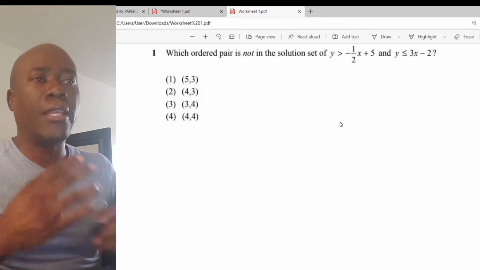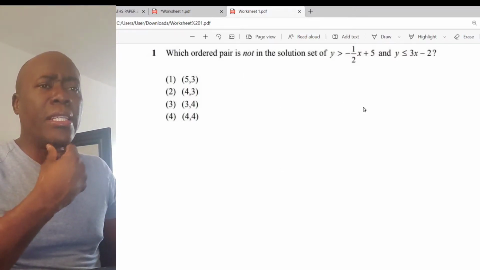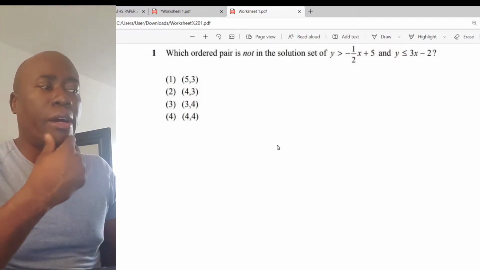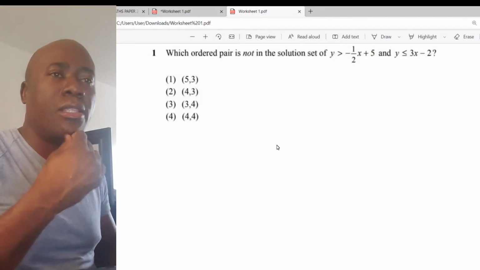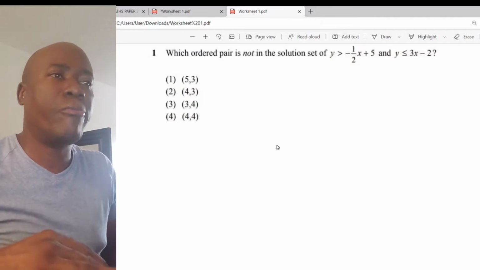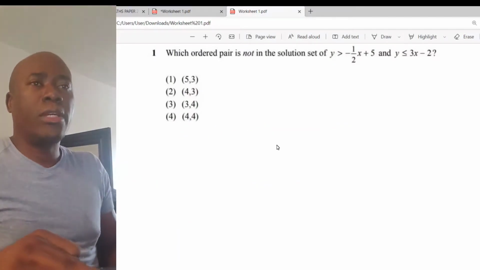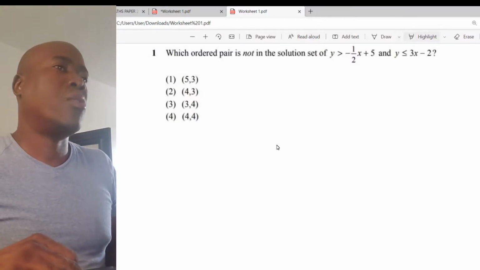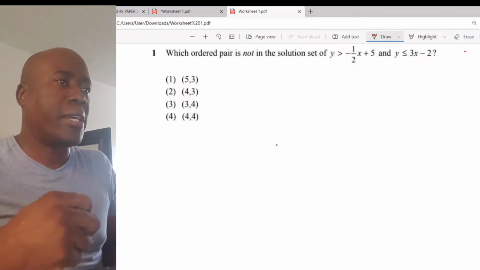What we're going to be looking at today is a Regents exam, Common Core, for persons in New York City. This exam is done twice a year, in August and in February. We're going to be looking at some sample questions here, and I will be giving, as best as possible, solutions in relation to those questions.